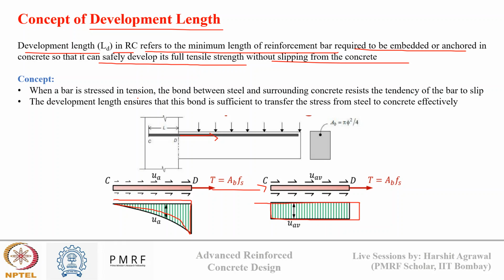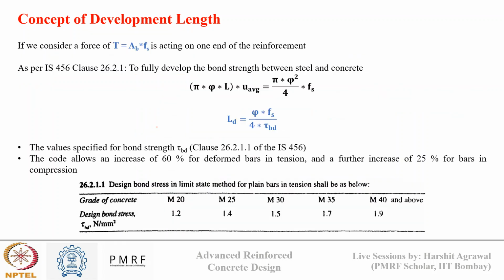Okay, so when a bar is stressed in tension, the bond between steel and concrete tends to resist this slip of the bar. Okay, and this development length ensures that sufficient bond is developed between steel and concrete so that stress can be transferred from steel to concrete effectively before slipping. So we want slipping not to occur. There should be sufficient strength developed at the interface. Okay, that is the concept of development length.